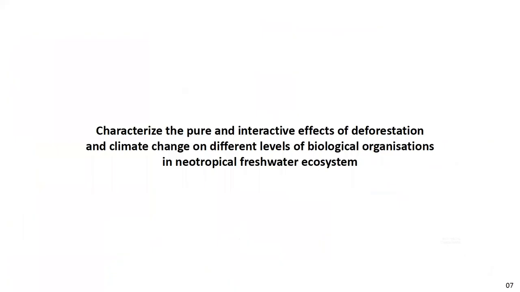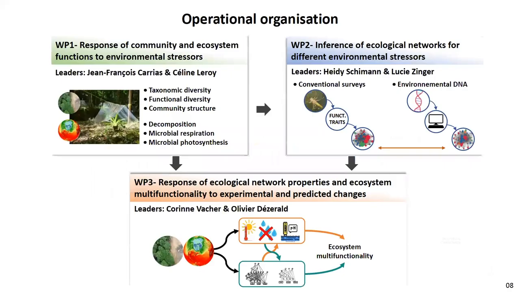In the INTERACTIF project, the main objective is to characterize the pure and interactive effects of deforestation and climate change on different levels of biological organization in neotropical freshwater ecosystems. This study is organized in 3 work packages, which in sum will provide a mechanistic understanding of how deforestation and drought will impact biodiversity, ecological networks, and ecosystem functioning.